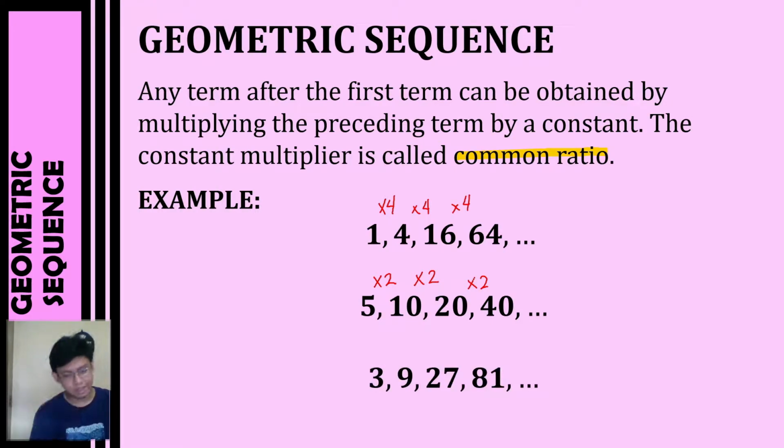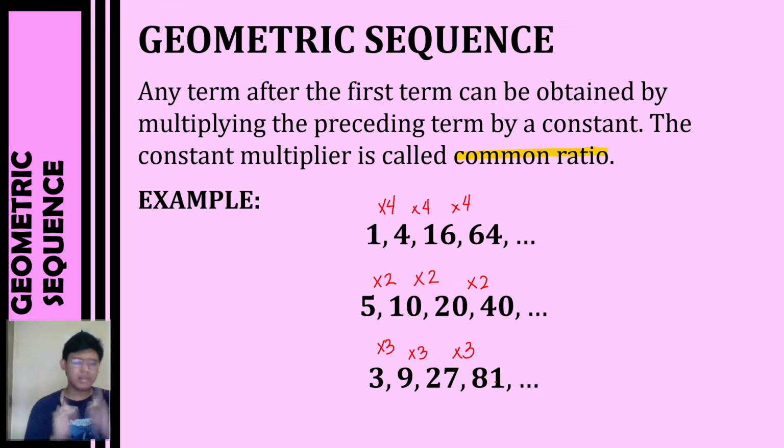And another example, we have 3, 9, 27, 81. In this case, our common ratio is 3. So 3 times 3, we get 9. 9 times 3, we get 27, and 27 times 3, we get 81. And from there, we can get the next term and the next term.